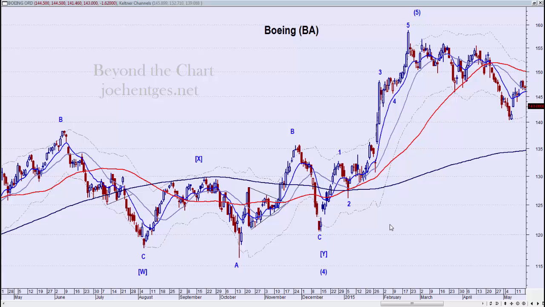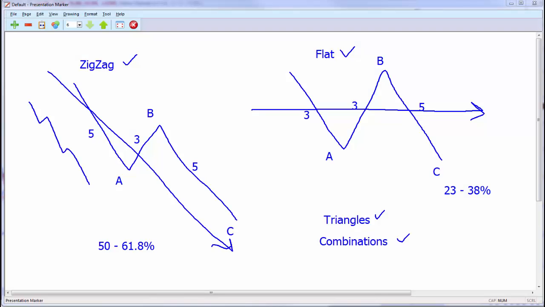But anyway, I just wanted to give you a flavor and better understanding of what we're talking about when we're looking at zigzags and flats. And in another video, we'll try to get into triangles and combinations.